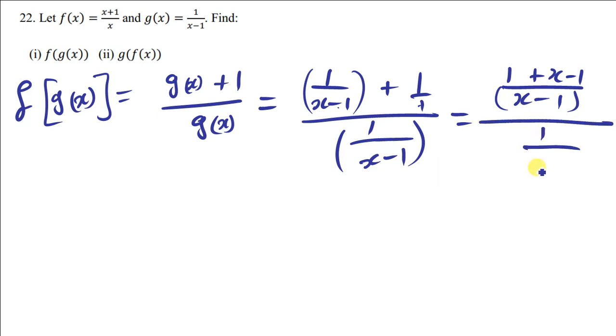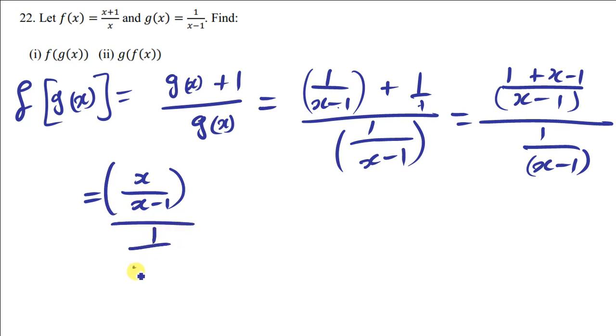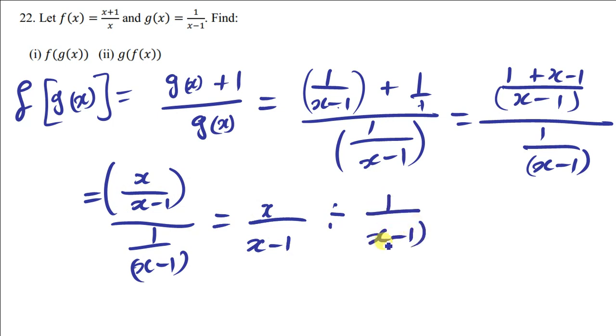Then here we have 1 over x minus 1. So I'm going to say x over x minus 1, that's the numerator. Then the denominator, we have 1 over x minus 1. So this can also be written as x over x minus 1 divided by 1 over x minus 1.